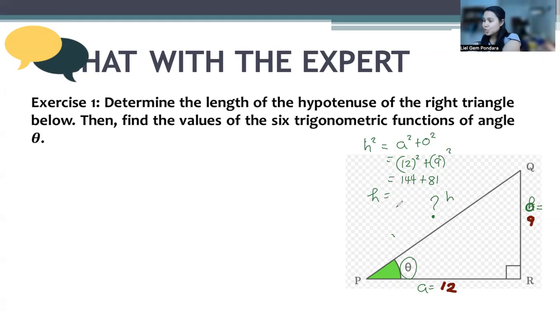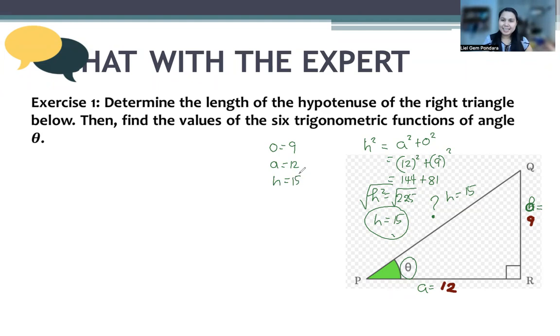So our H squared is equal to 225. We square root both sides, so H is equal to 15. So our H now is 15. I suggest that you write it here on the side. O is 9, A is 12, and H is 15. Then we start finding the values of the 6 trigonometric ratios.